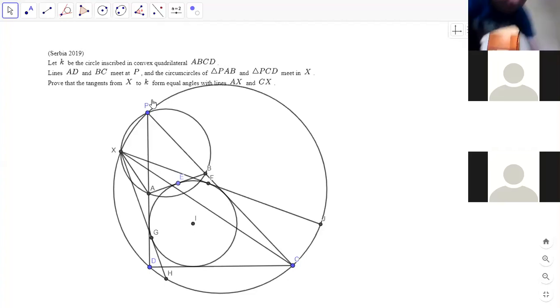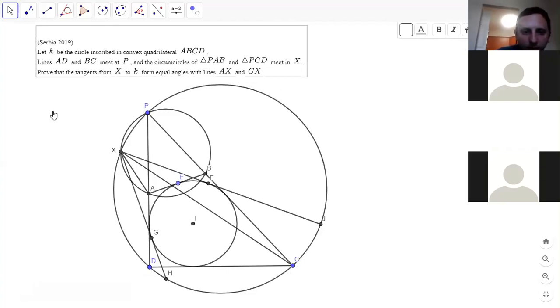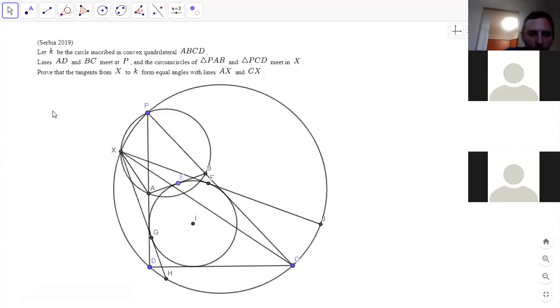All right, thanks for waiting. All right, so we need to show that XI bisects AXC. That is interesting. So yeah, I'm not even sure how to start with this. Yeah, it looks doable. Yeah, we don't need the tangency points. Okay. Yeah, I'm not going to erase them, but yeah, we don't need the tangency points. That's a good observation.